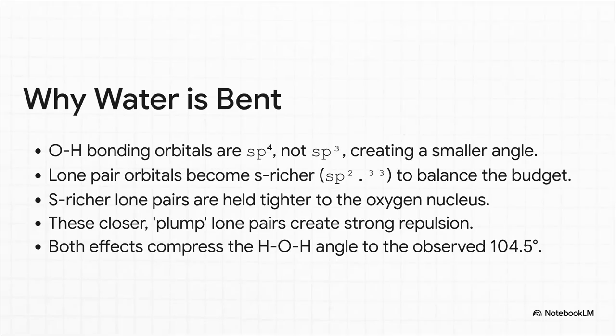So here's the whole story. First, the bonding orbitals are sp4, not sp3. That higher p character naturally makes the angle smaller. Second, to make the orbital math work out, the lone pairs have to become s-richer, or sp2.33. Now, because s orbitals are held so close to the nucleus, those lone pair orbitals are kind of short and fat. They create this big zone of electron repulsion that literally shoves the two hydrogen atoms even closer together. It's both of these effects working together that gives us the exact 104.5-degree angle we see in nature.